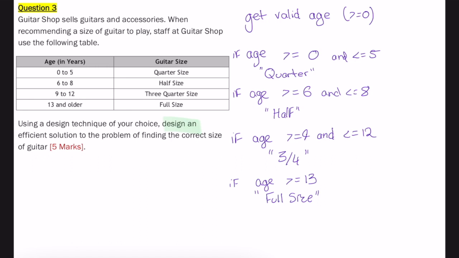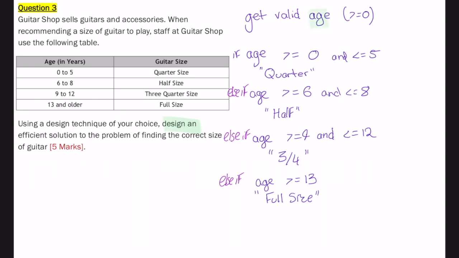So in order to make this solution more efficient, we can change our if statements to use if-else statements instead. If the age is greater than or equal to 0 and less than or equal to 5, and then for the next one, we can change it to else if, and for the next one, we can change it to else if, and for the last one, we can change it to else if as well. So we have made our solution now slightly more efficient, but it's still not the most efficient solution.